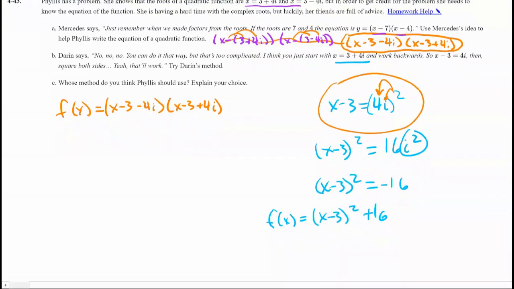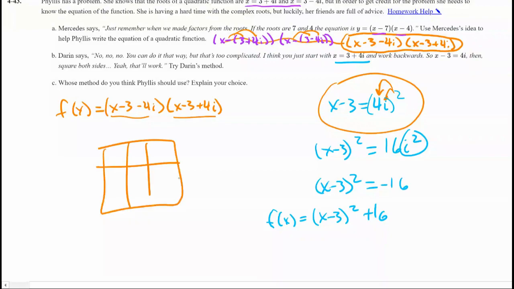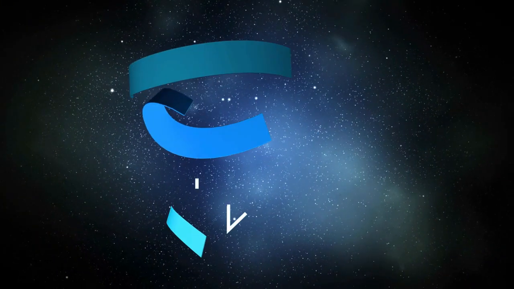So personally, just because there's less possible errors that I could make in Mercedes' option is why I would choose hers, because using the box is nice and simple. I know that a lot of my stuff is going to end up canceling out, and then I'll deal with the i squared in the bottom. So that's just my preference, but I think anyone can choose either of these methods. They both work, and one may be easier for some people than others, so choose whatever works best for you.